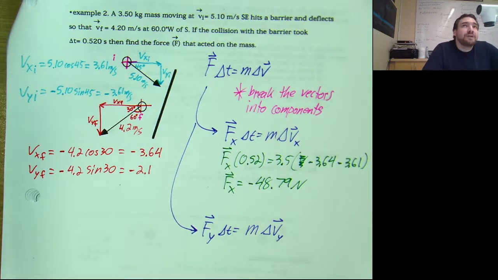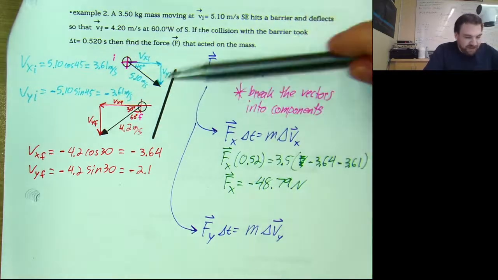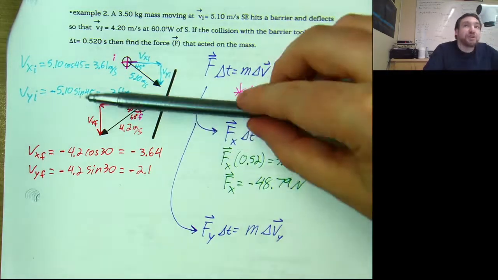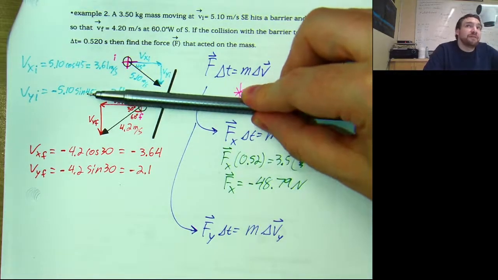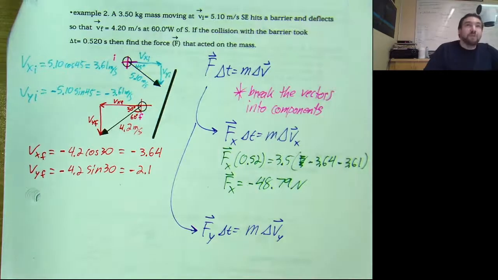Okay. So we found the x, and that makes sense, right? The ball was coming in to the right, it's now leaving off to the left. That tells us that this wall pushed that way. Negative 48.79 newtons. Conceptually, it makes sense. Let's do the y component.